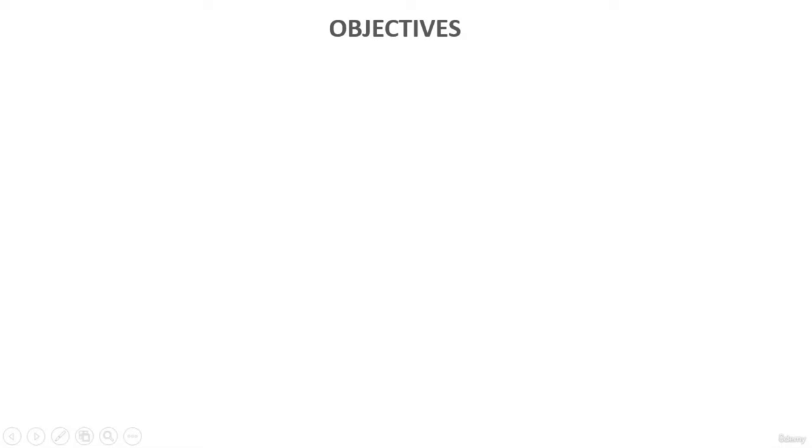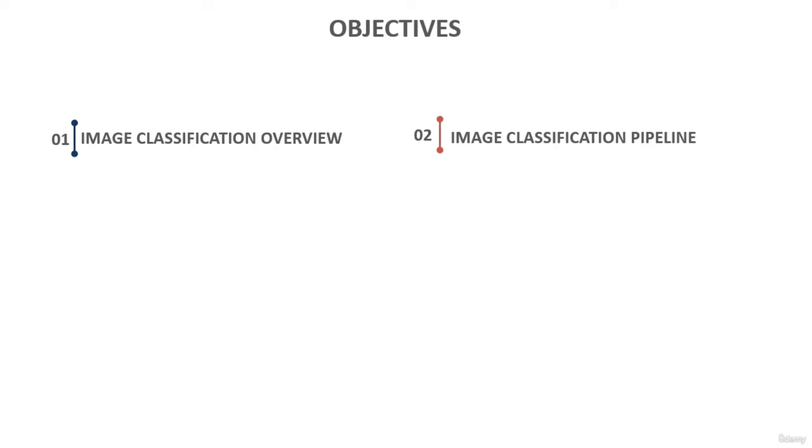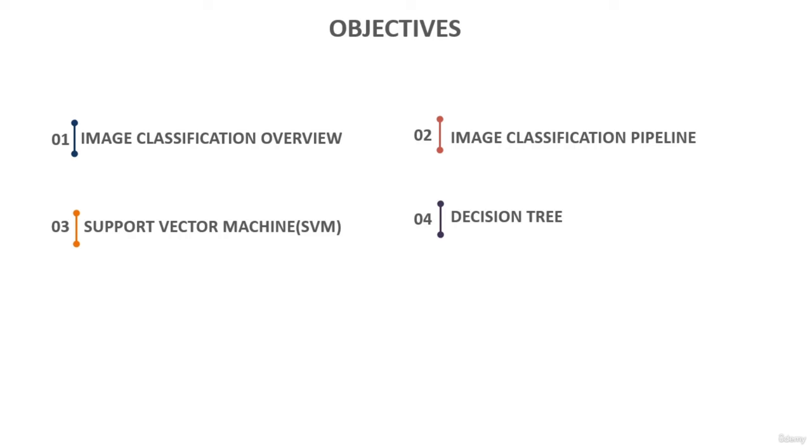The focus area of this module is to explain the concept of image classification and its various models. We are going to start with the introduction of image classification and then move on to understand how the image classification pipeline works in the industry. Post that, we will move on to image classification models and will first start with understanding the architecture of the support vector machine or SVM model. Then we will move on to the decision tree model, and finally we will cover the k nearest neighbor, that is the KNN model, in detail.